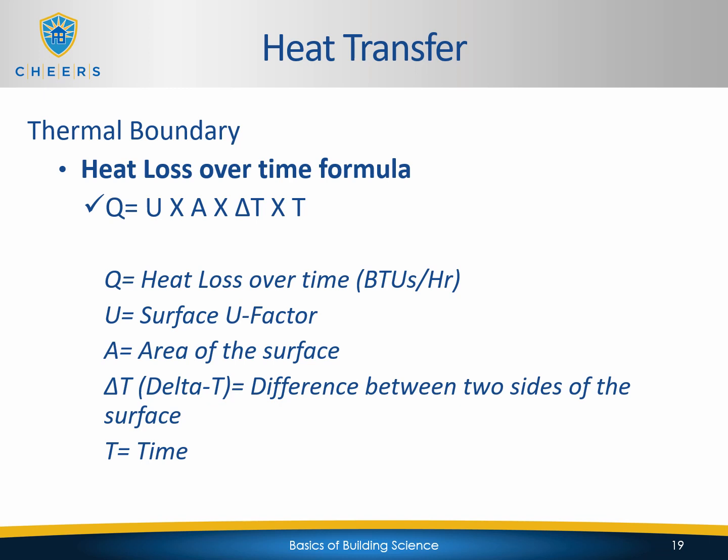And then the last piece of the formula is T, and the T stands for time. So we're calculating heat loss over time. So a better way to call this formula would be heat loss over a specific area over time. And again, Q is the heat loss over time, U is the surface U factor, A is the area of the surface. The triangle T is called delta T. That's what the triangle is, like I stated. And that's the difference between the outside and the inside of the surface. And then the T stands for time.